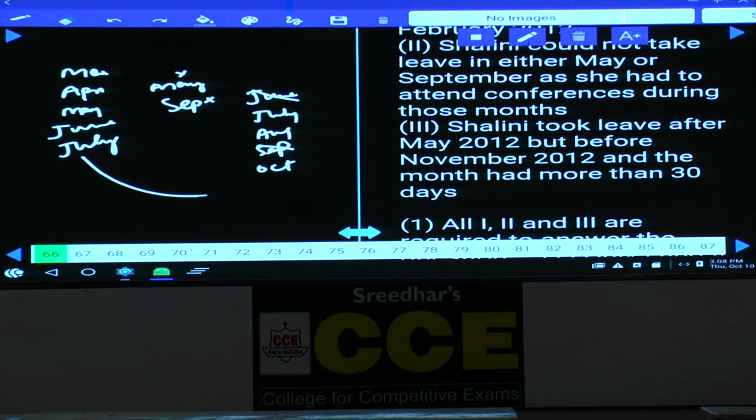Now if you combine 1 and 3, what is the answer we have? What is the only month which is common here? July is common. And since July is common, 1 and 3 is sufficient. Hence 1 and 3 is sufficient, that is choice 3 is the answer. Question number 66, it is choice 3. Then 67.